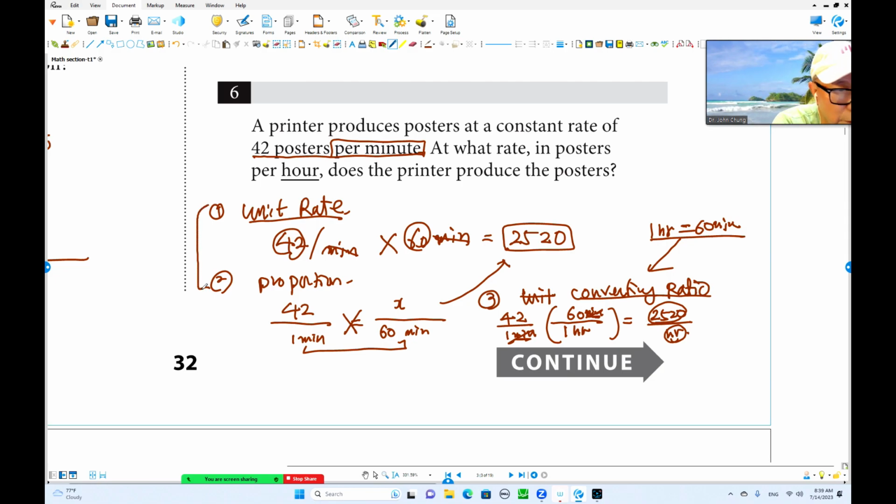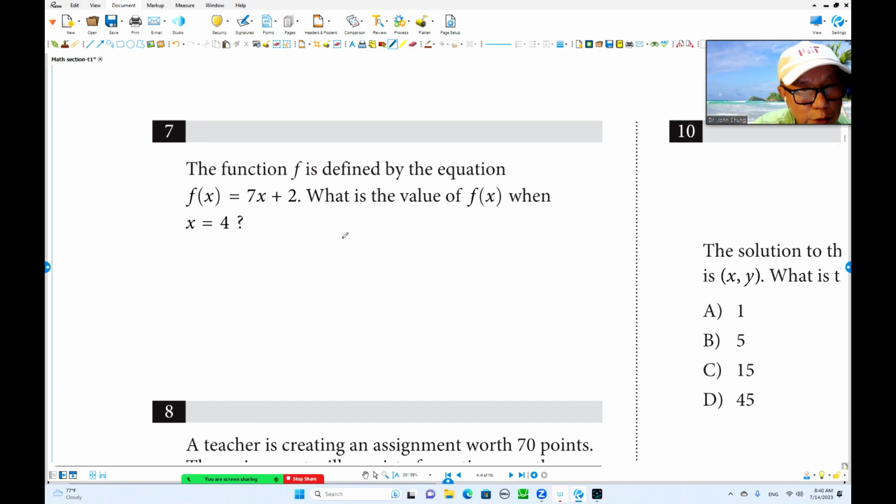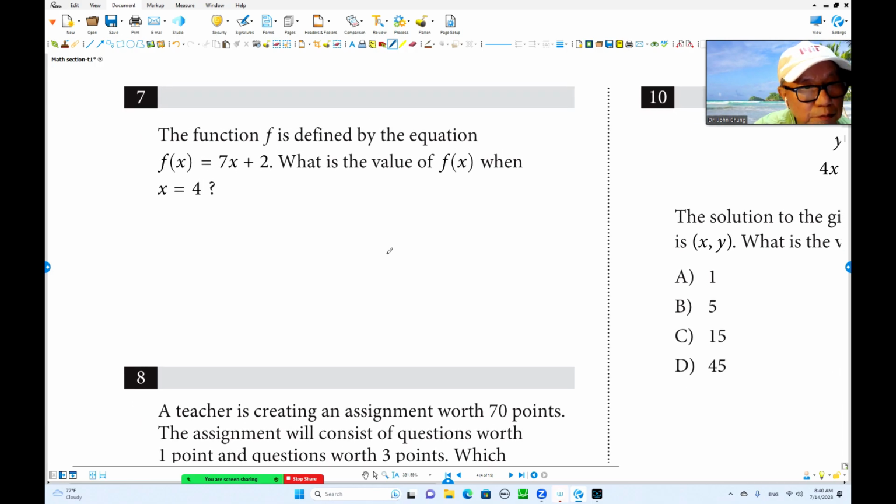Remember all 3, but I'm suggesting this one, okay? Because sometimes they don't give a unit rate, okay? Some other number of minutes, maybe 2 minutes, 3 minutes, something like that. In this case, it's better to use proportion or converting ratio, okay? A lot of questions will use converting ratio, okay? We can see that later.